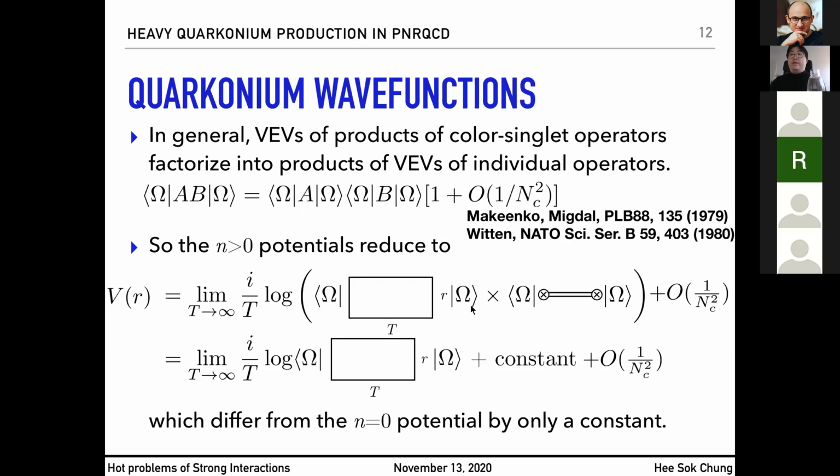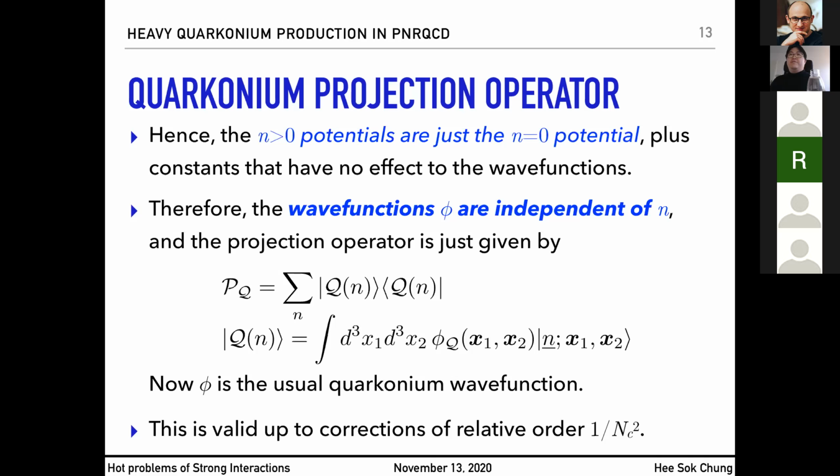This is factorized into the vacuum expectation value of the Wilson loop times the vacuum expectation values of the gluonic operators. And because this is inside a logarithm, we have the static potential of the ground state plus a constant piece that corresponds to this contribution. So this differs from the n equals 0 potential by only a constant. And because the potential differs from the static potential by just a constant, this has no effect on the wave functions. So the wave functions are independent of n, of course, in the large N_C limit. And so the projection operator is just given by this simple expression, with now these states given by the usual quarkonium wave functions that we can compute from a Schrödinger equation.